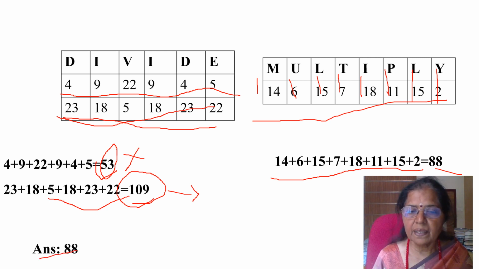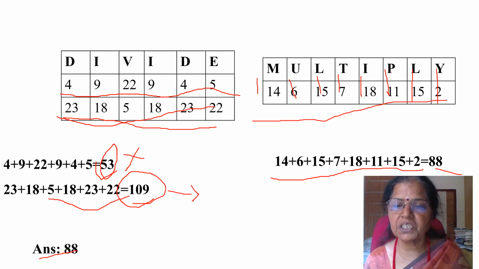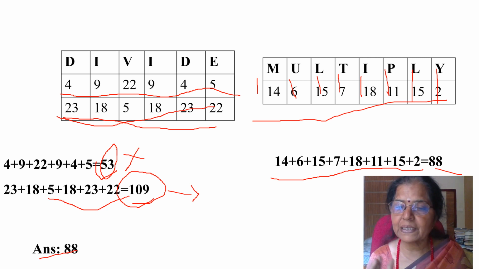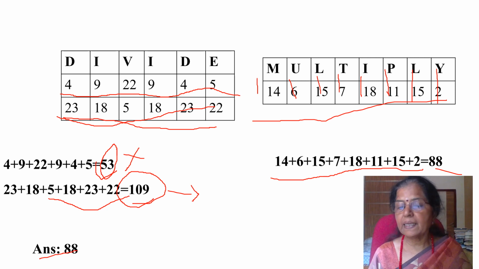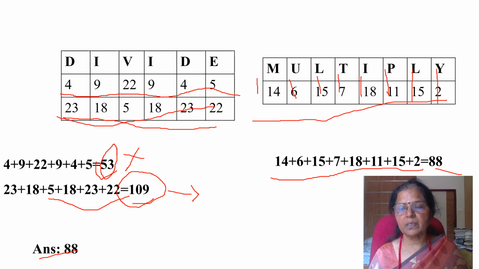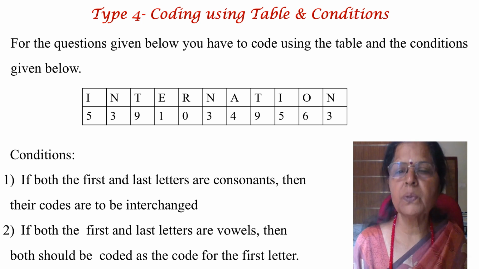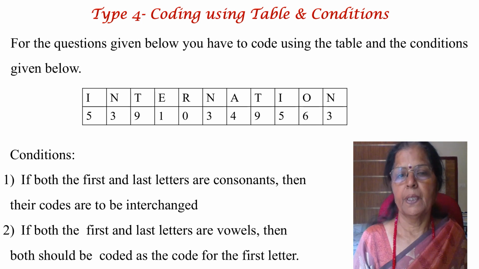Here for coding, what pattern have they used? They have used the reverse order position numbers, but they are not simply writing the reverse order numbers consecutively, they are adding them. So here, for multiply also, we are adding the reverse order numbers. Got it? So you have to find out the pattern. That is all. Now we'll pass on to the next type, the fourth type.